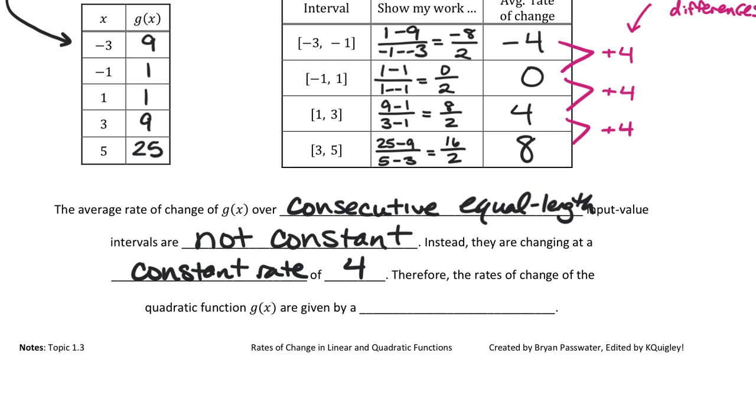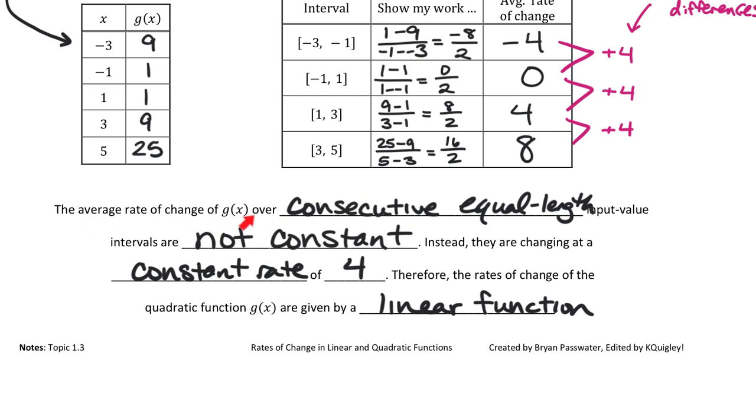Therefore, the rates of change of the quadratic function g of x are given by a linear function. So we could graph the rates of change, and the rates of change would create a smooth, straight line. So let's read the whole sentence one more time now that we've got it all filled in, to make sure we understand what we just wrote down.